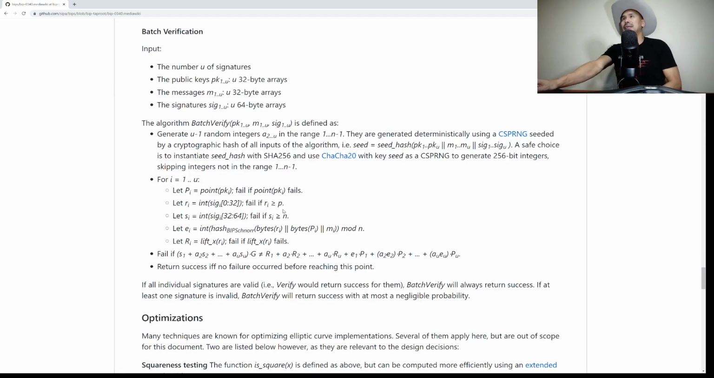Very good idea. Batch verification. All right, so this is something that I'm not sure I fully understand yet, but it is very important because it does make verification speed up so much faster and so on.